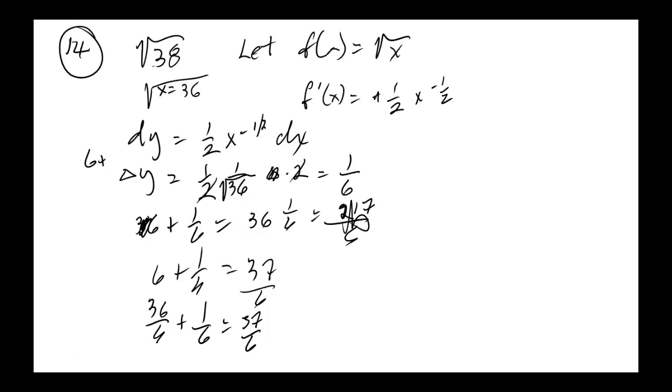This is our estimate, and the change is 1/6. It was the square root of 36, which is 6. 6 plus 1/6 is 37/6. So yeah, that makes sense. I put in a 36 here rather than 6. Just a dumb move.